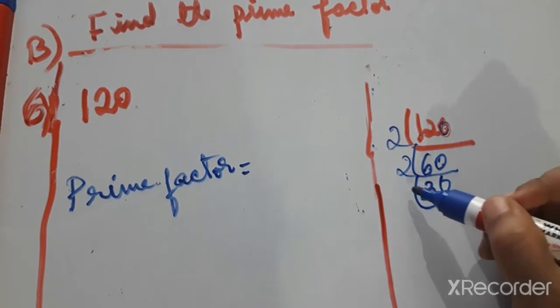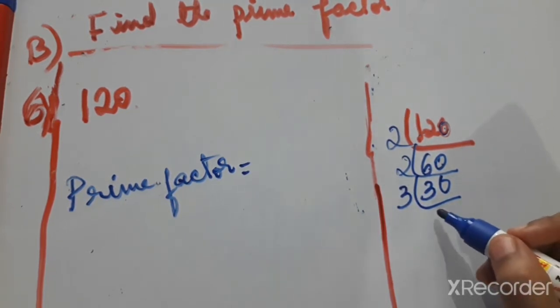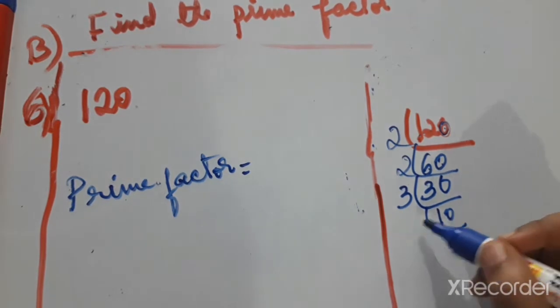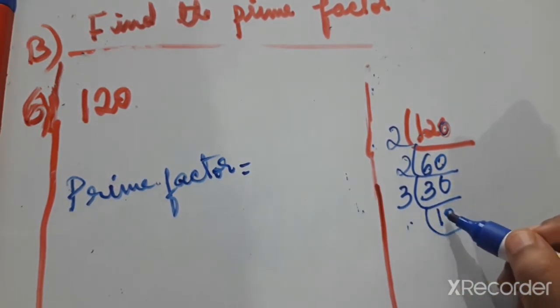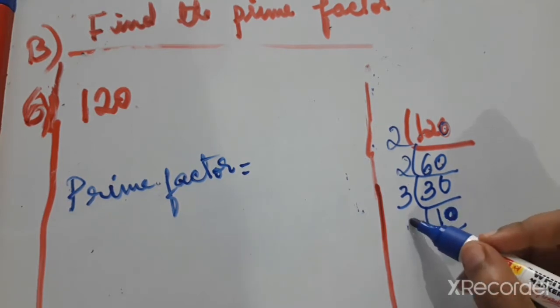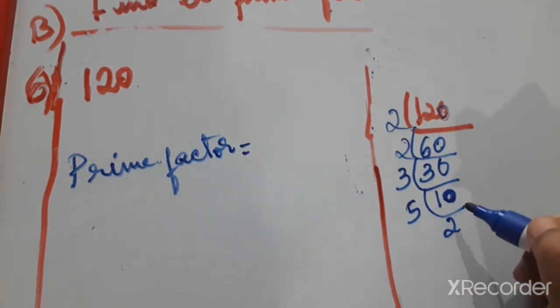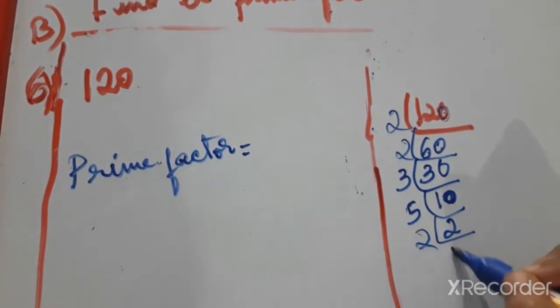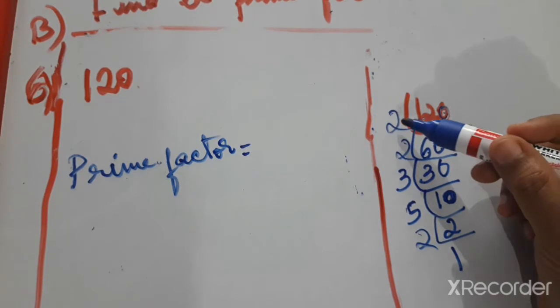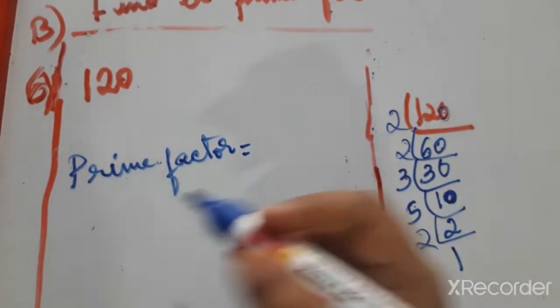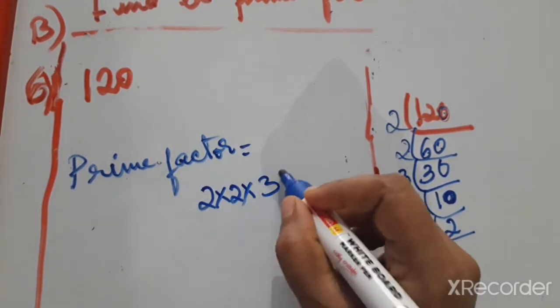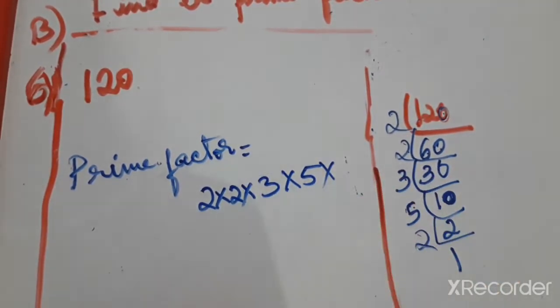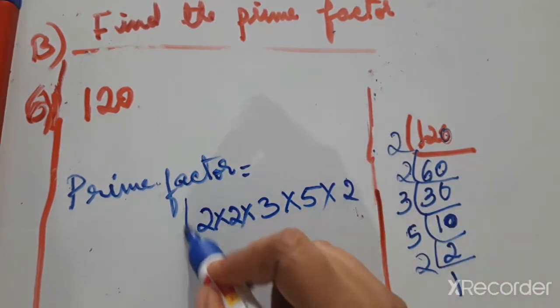And 30 will divide with 3. 3 is a prime number. 3 10s are 30. Now whether we can take 10 ones are 10, no, because 10 is not a prime number. So any prime number it will divide. Which prime number will it divide? 5. 5 2s are 10. Both are prime numbers and 2 ones are 2. Now prime factors are 2, 2, 3, 5, 2. So prime factors 2 into 2 into 3 into 5 into 2. This is the answer.